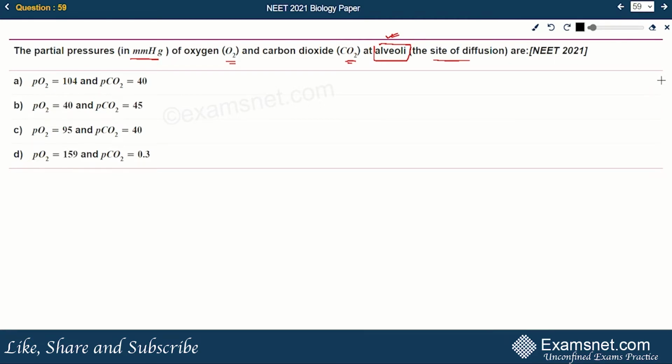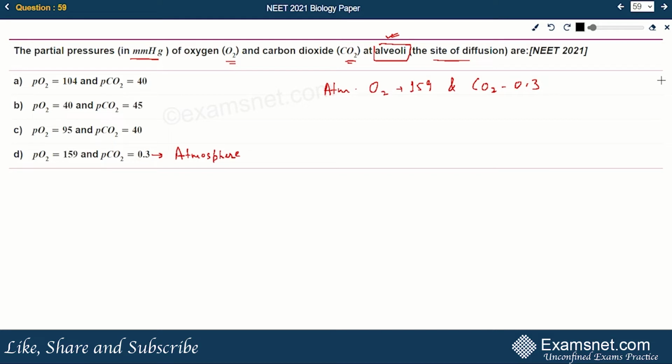See, these partial pressures vary in different conditions. For example, in the atmosphere, the partial pressure of oxygen is 159 and that of carbon dioxide is 0.3. So this option D is the partial pressure of oxygen and carbon dioxide in the atmosphere.